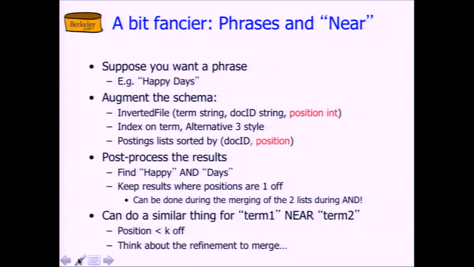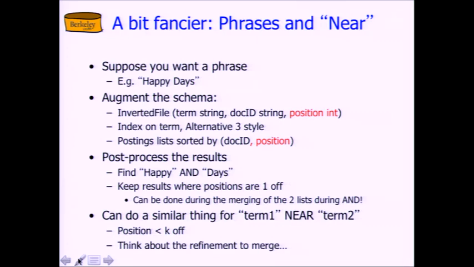Now, if Berkeley appears on my web page 3 times, we'll store it 3 times, once for each of its positions. It's the 3rd word, it's the 12th word, and it's the 56th word on my web page. We'll still do an index on term, so we're still going to look things up by Berkeley, but the postings list is going to be sorted by doc ID, position. So the postings lists are still sorted by doc ID, but if there are many entries for a doc ID, they're sorted by the position.